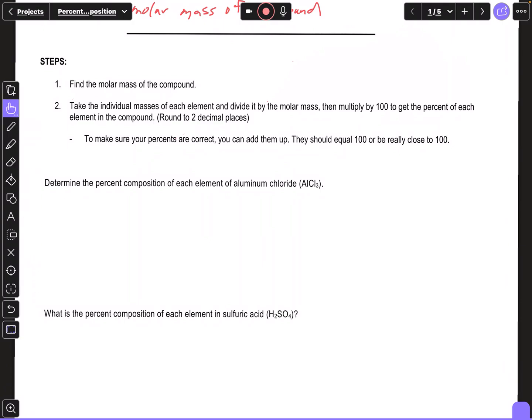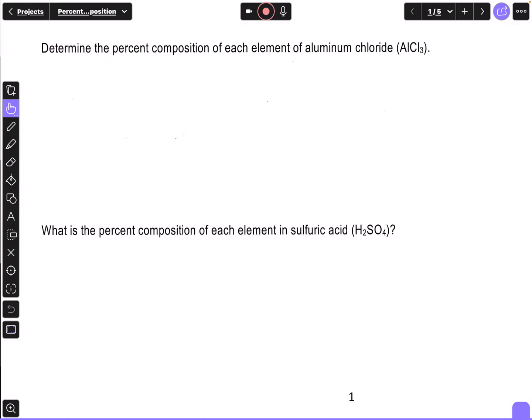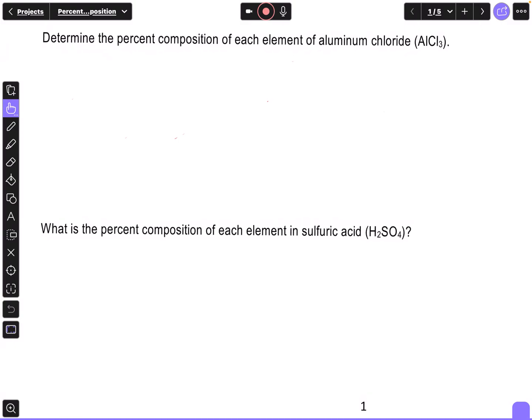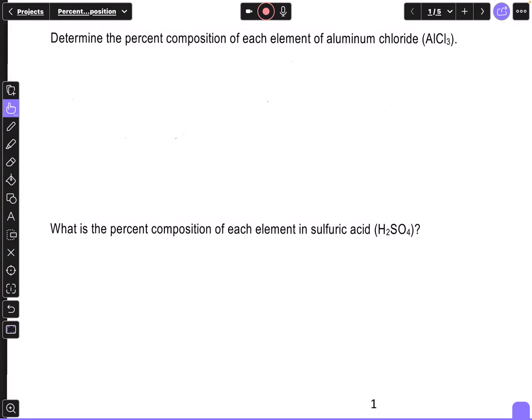So our first example problem, it says determine the percent composition of each element of aluminum chloride. And I give you the formula, AlCl3. So we want to find the percent of aluminum in this compound and the percent of the compound that is made up of chlorine. So first thing we do, our first step is to find the molar mass.